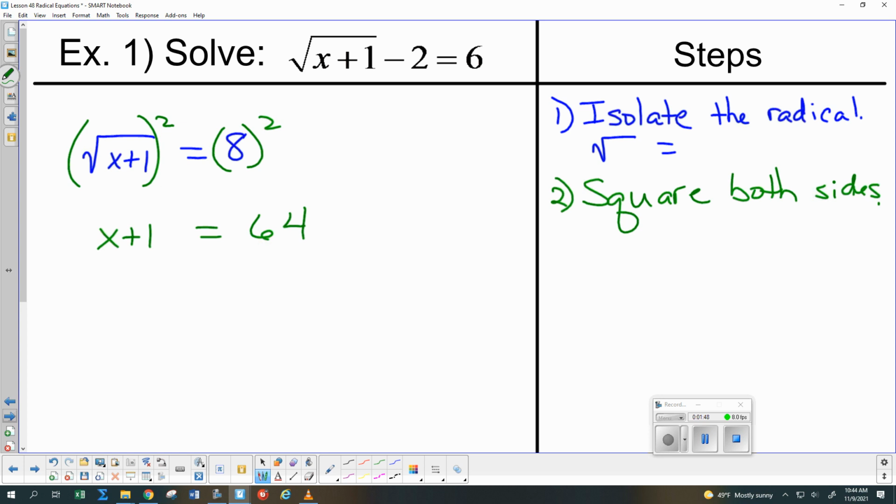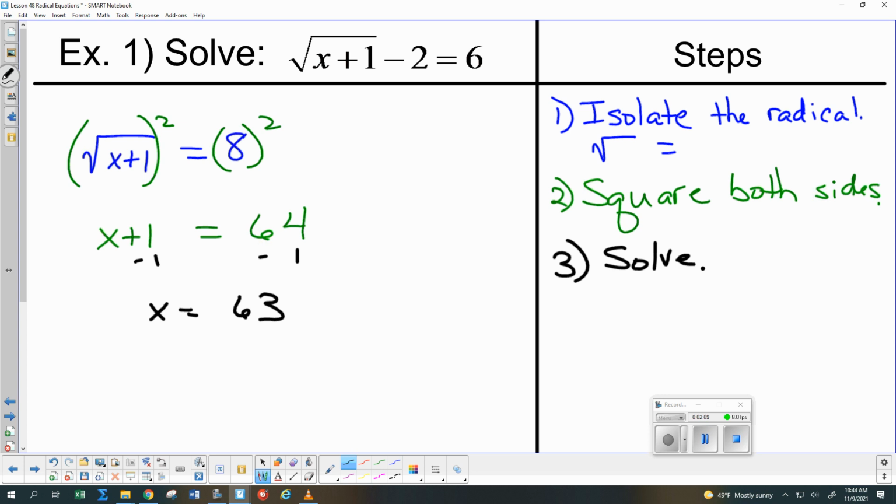Now you guys better know what to do. Bella, what do we do? So we subtract the 1 on both sides. So whatever is left to do to solve it for our variable. So we subtract the 1, and x is 63.